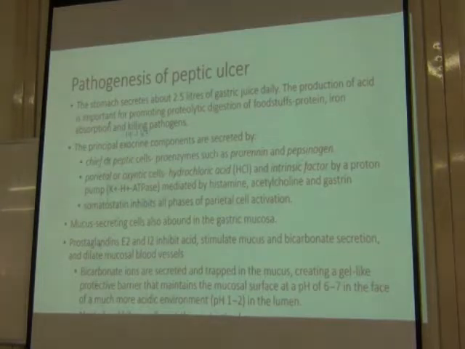I said when we were looking at NSAIDs that there are different types of prostaglandins that are produced. Remember, so you see PGE1, PGE2, and so on. There are different types, and each of them has a function. So you have this prostaglandin that inhibits acid production, and then you have this prostaglandin that functions to protect the GIT mucosa by stimulating mucus and bicarbonate secretion.